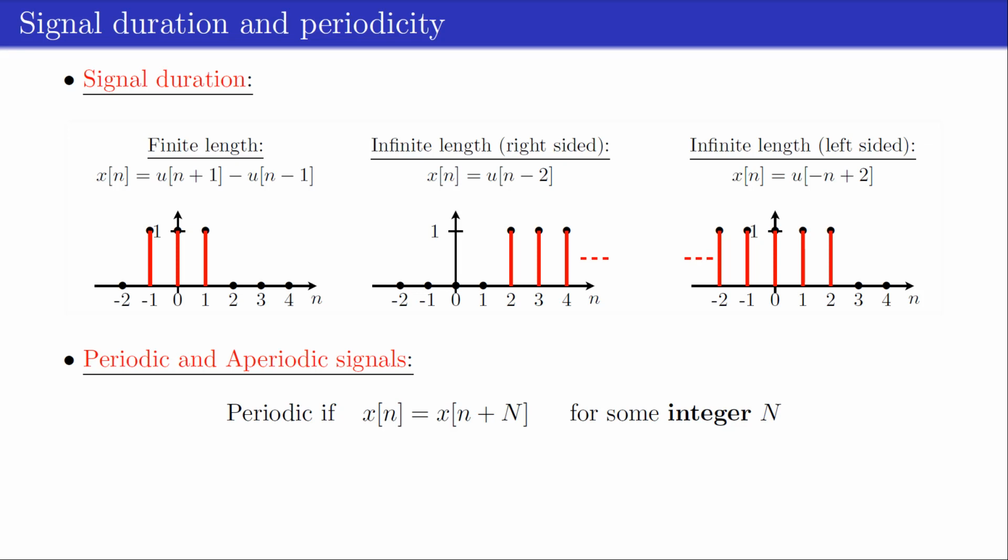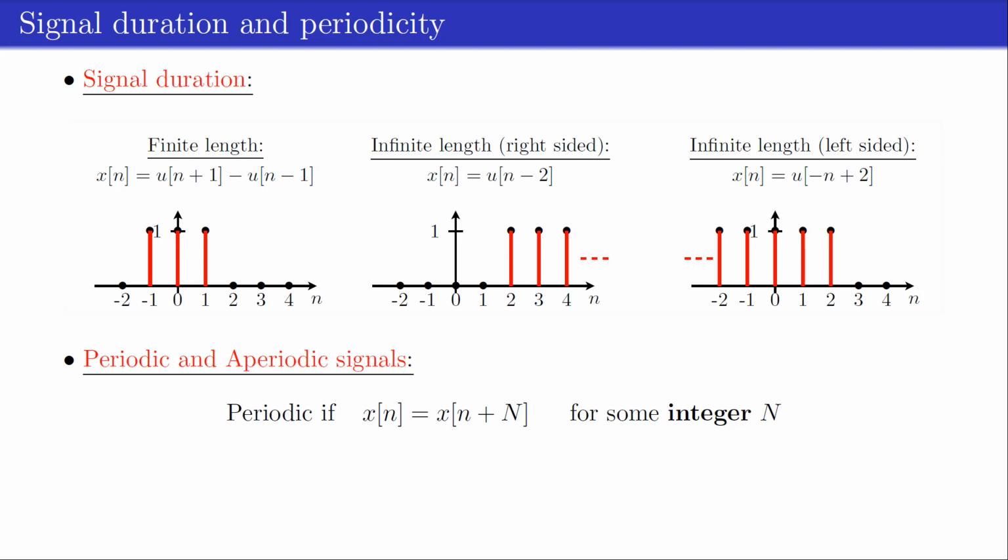This is equivalent to saying that the sequence repeats itself every N samples. If a signal is periodic with period N, it is also periodic with 2N or 3N and all other integer multiples of N. The fundamental period, which will be denoted by the capital letter N, is the smallest positive integer for which x[n] is equal to x[n plus N]. If this equation is not satisfied for any integer N, the signal x[n] is said to be an aperiodic signal.